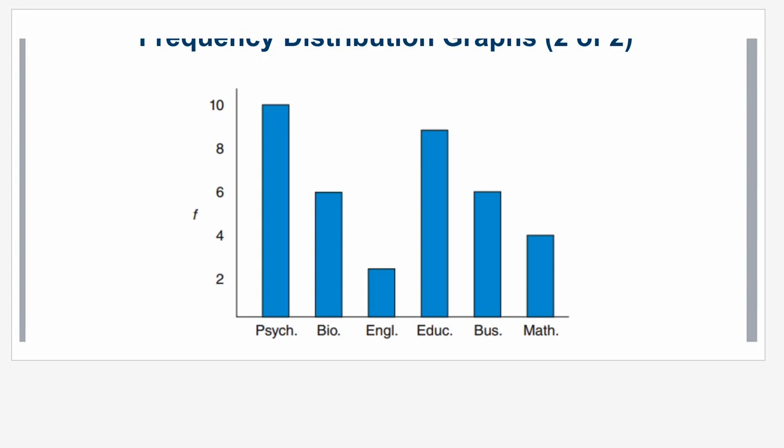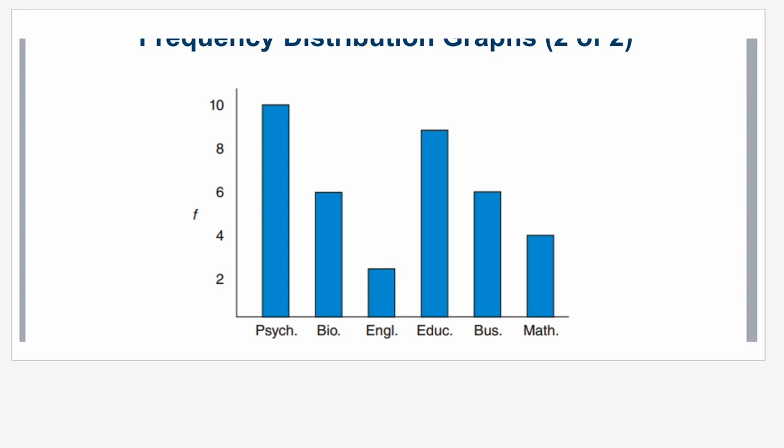I'm sorry, they're categories that you were interested in, not numbers. And so this example is the majors that were in an intro to psych class. You can see from this visually that there were 10 psych majors, 6 biology majors, probably 3 English majors, 8 or 9 education majors, 6 business majors, and 4 math majors, just from looking at that.